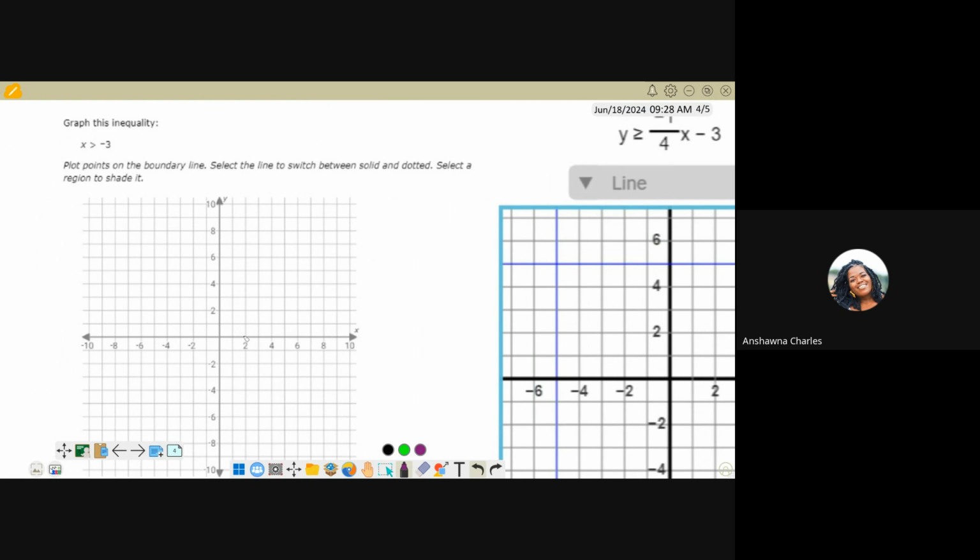So I'm going to the x-axis and going to -3. And this one always says x is greater than -3. So I need to stay at -3. So it's going to be a vertical line through -3.